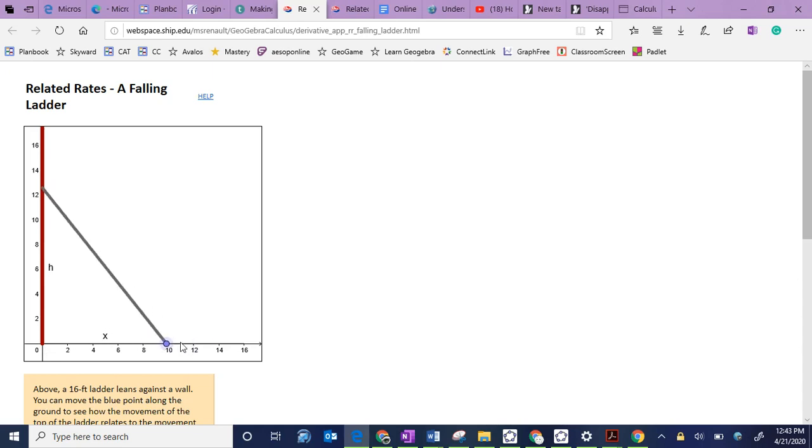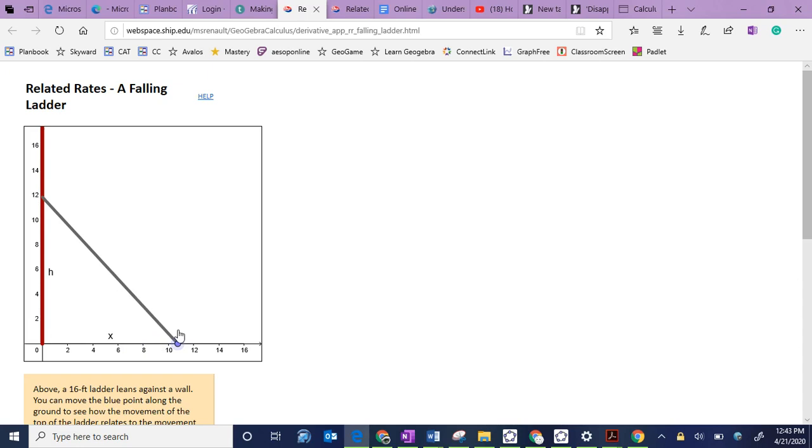Now, direction is going to matter. If I'm going up, that's positive, because the height is increasing. But if I am moving further away, the height is getting smaller. So they're related. Whatever happens to x is also happening to h. That's what a related rate is. When something happens to one, it's also going to happen to the other.